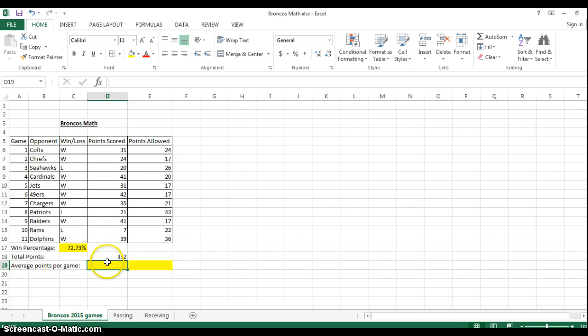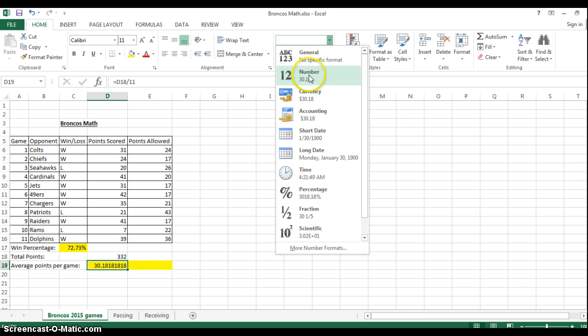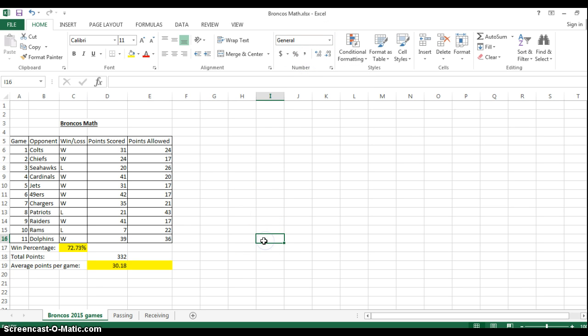Now we know they've played 11 games, so what we want to do is do a formula for average. So we would take equals, and we want to use this cell right here. So that would be D18 divided by the total number of games, which is 11, giving us a total of 30.18 points per game. And we're just going to go to 2 decimal points.